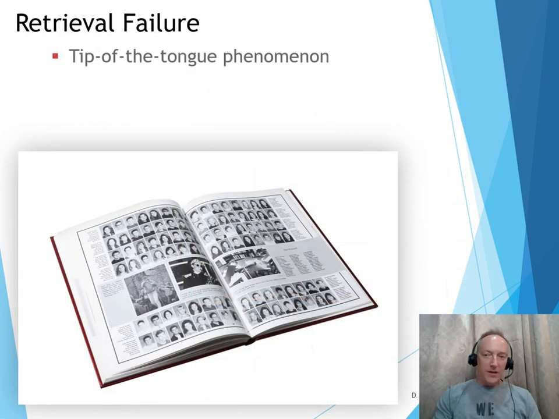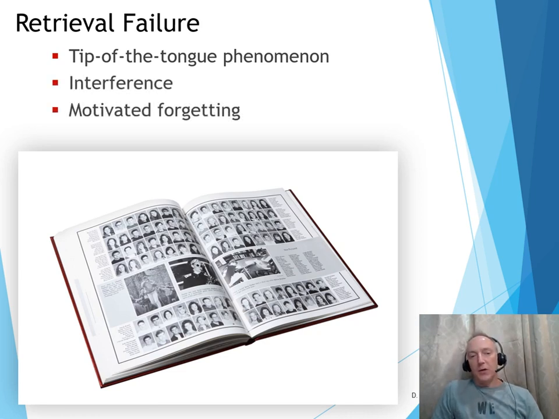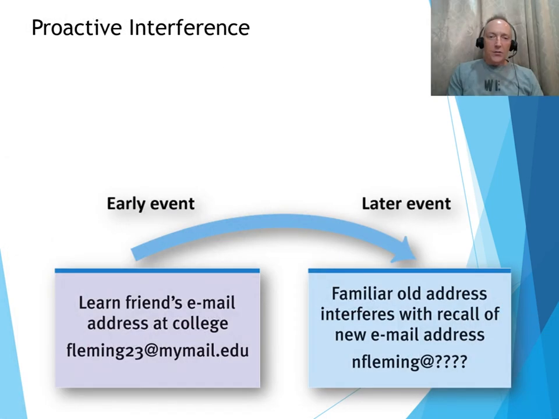Now, the final thing that can go wrong is a problem at the retrieval process of memory, retrieval failure. It can be things like my coworker's name being at the tip of my tongue, but I couldn't bring it back out. That is one example of retrieval failure. Other things that can go wrong at the retrieval process is interference. That means something else gets in the way of you retrieving the right thing.